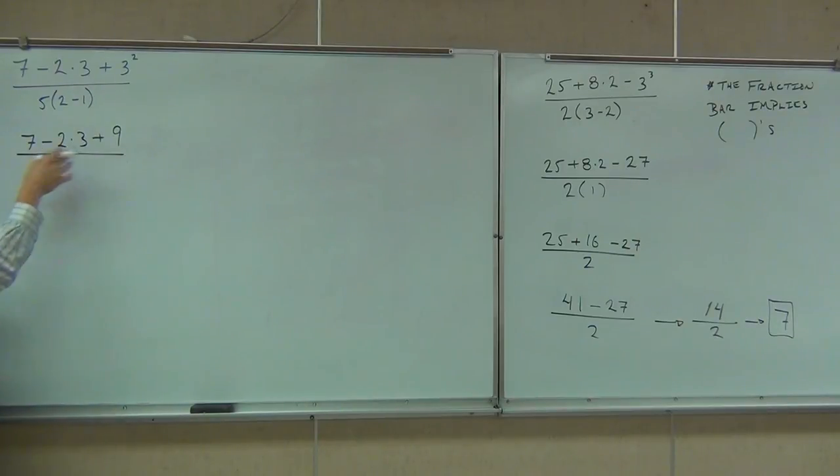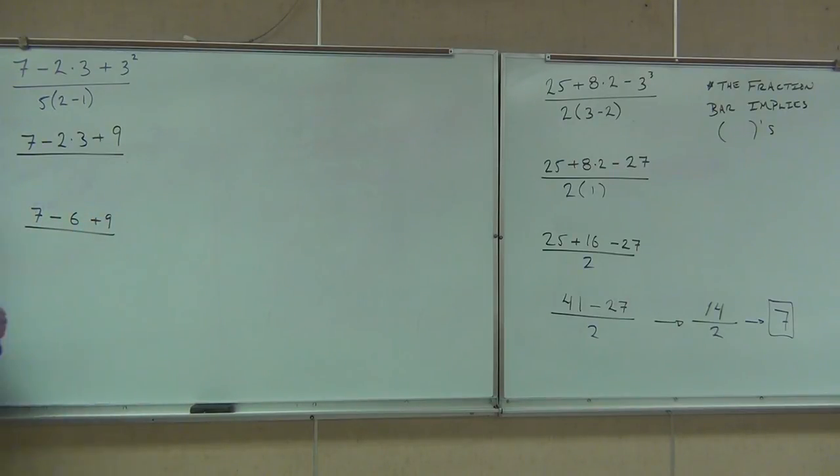Yeah, we're going to fill that in later. You can do it at the same time if you really want to. If you're good at following those steps, I don't really care, as long as you know you do the top one and the bottom one independently. That's really the key here. Then we'll do the 7 minus 6 with our multiplication. Plus 9. Very good.